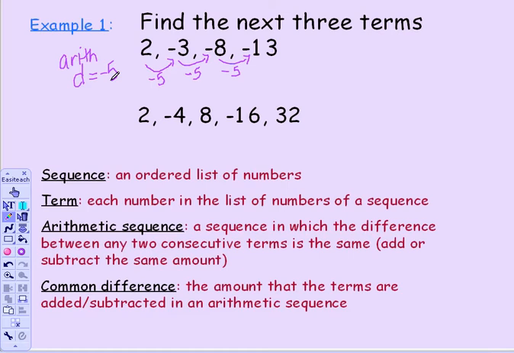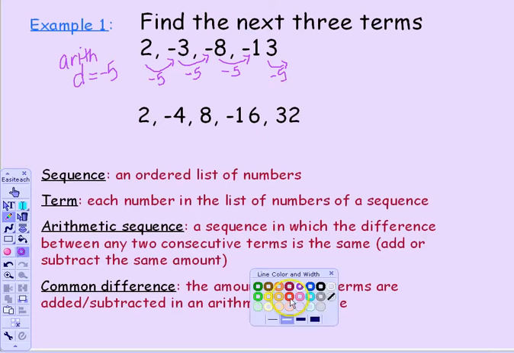To find the next three, we would just keep doing that minus 5. So negative 13 plus negative 5 gives us negative 18. Keep doing your minus 5 again: negative 18 plus negative 5 is negative 23, and negative 23 plus negative 5 is negative 28. There's our next three terms.